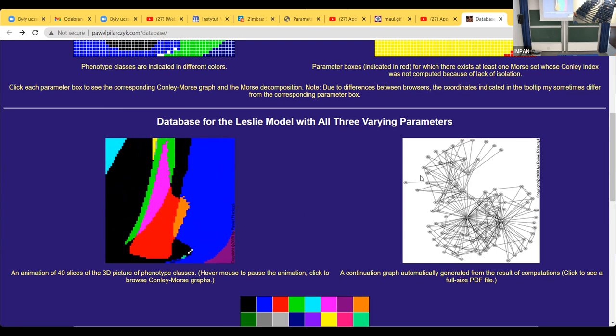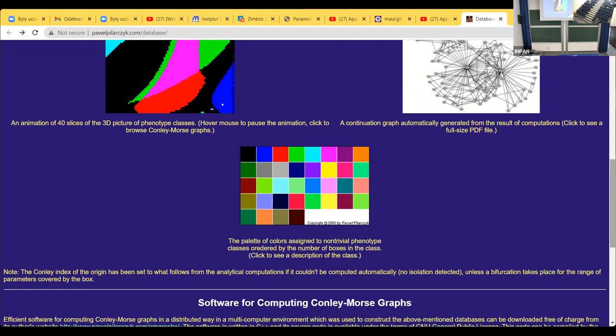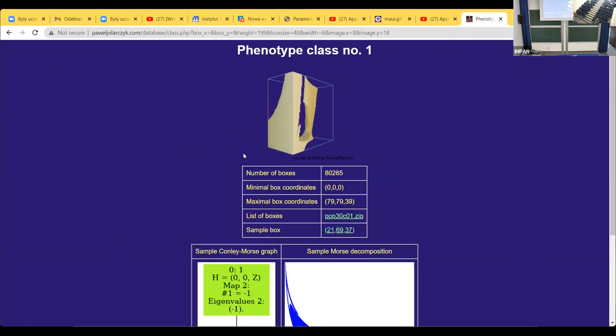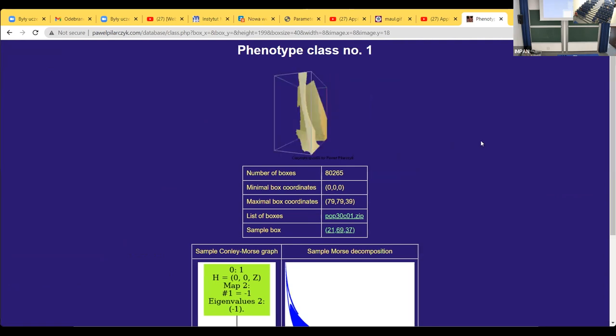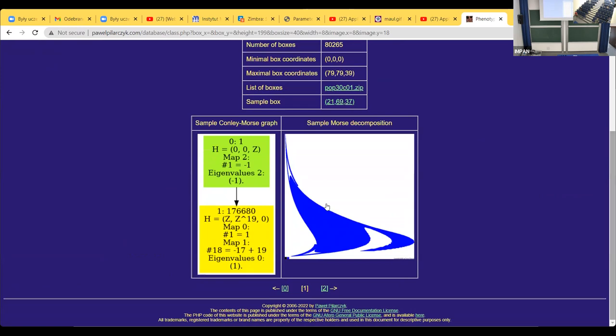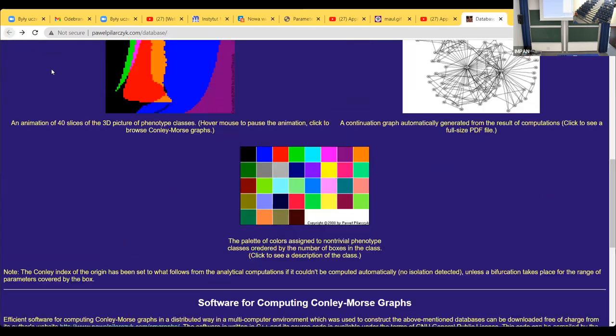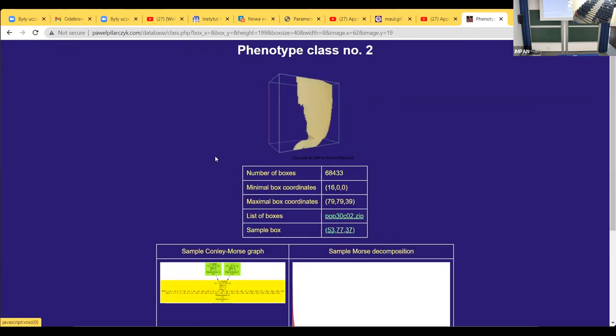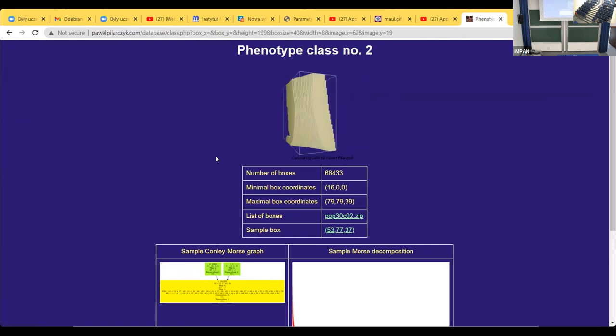It is also possible to visualize the parameter sets. I don't know how well you can see the structure. So this is a visualization of a set of parameters that was painted in black. It consists of 80,000 boxes and a sample Conley-Morse graph and phase space look like this. You can do the same for another parameter box. For example, the blue region has this kind of structure in R3.